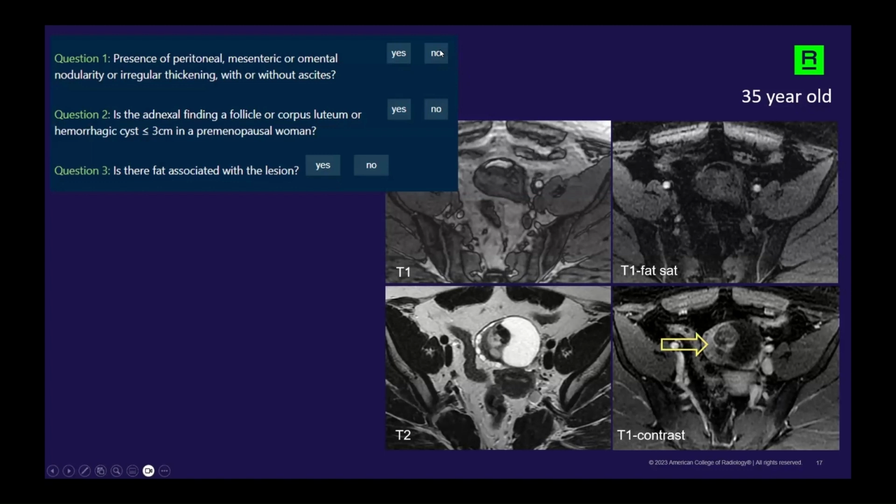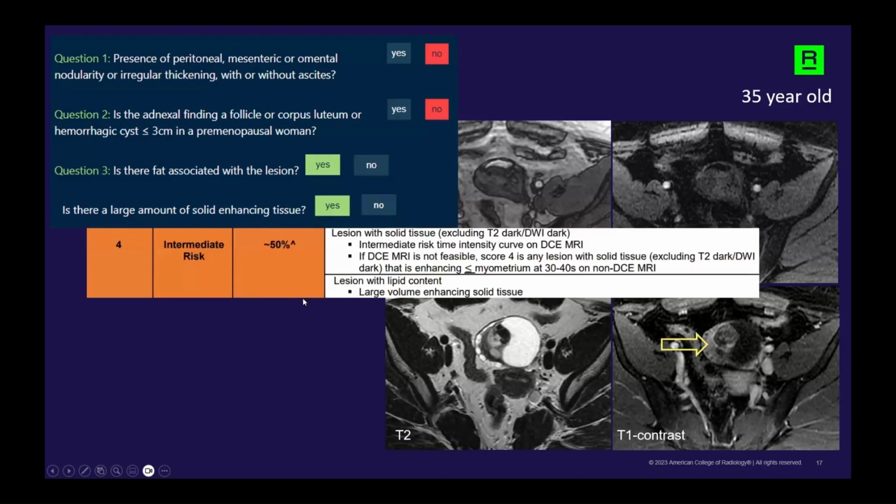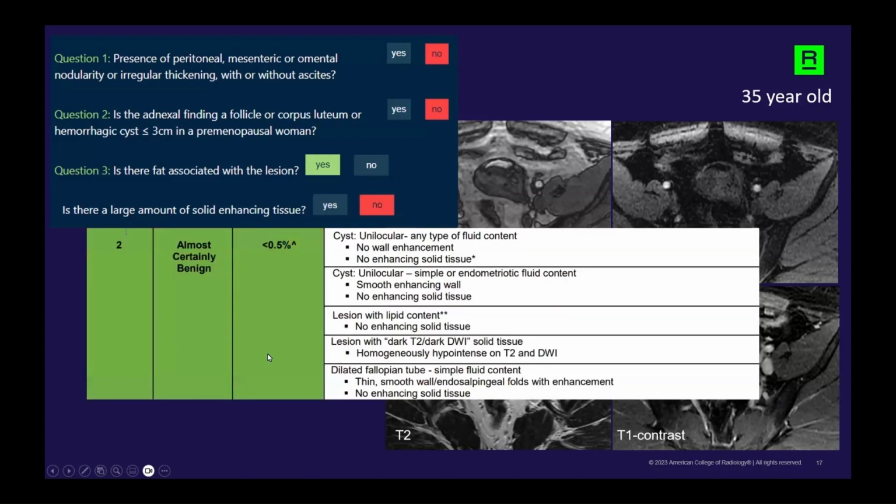All right, so I already told you no peritoneal disease. It does not look like a physiologic thing. There's definitely fat associated with it. And I bet some of you did say, yes, there's a lot of enhancing tissue. And some of you probably said, no, there is not a lot of enhancing tissue.